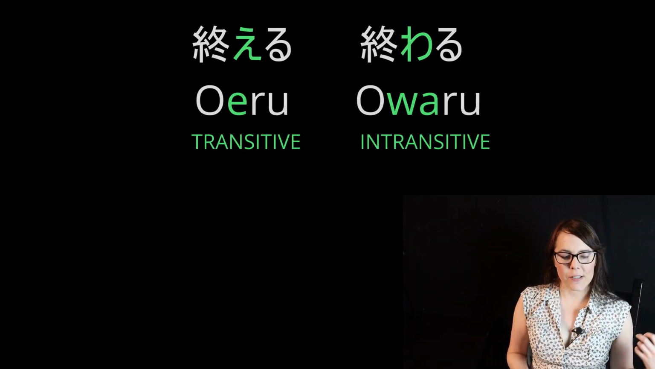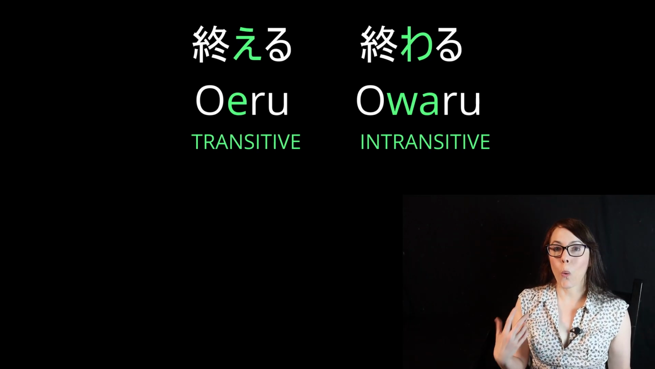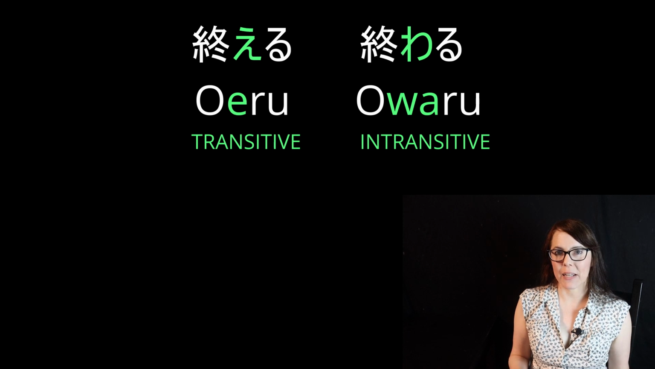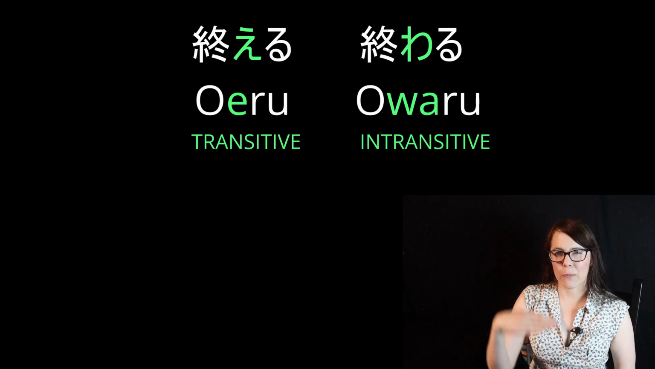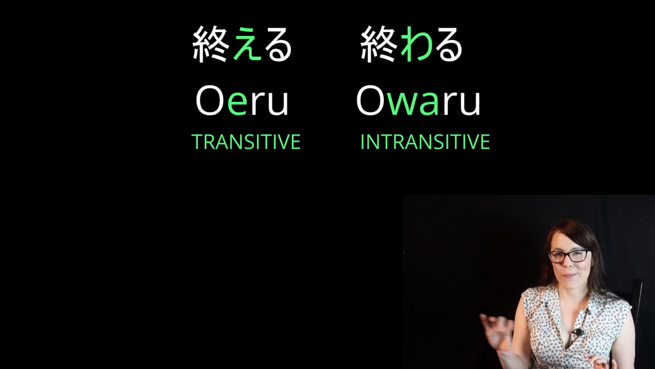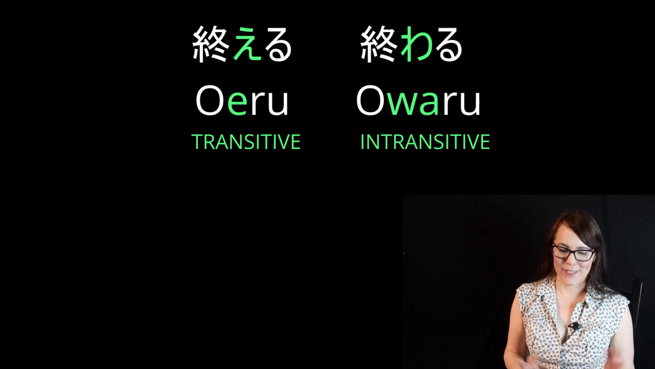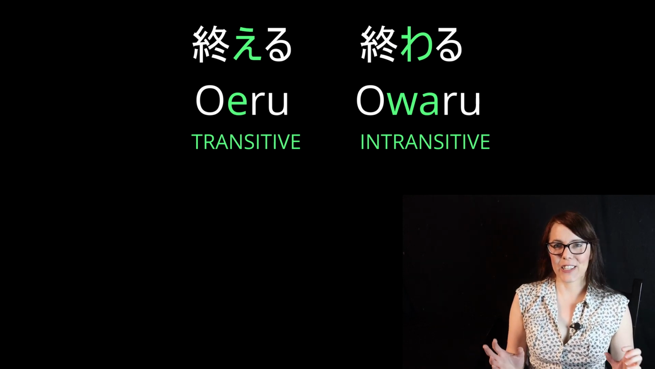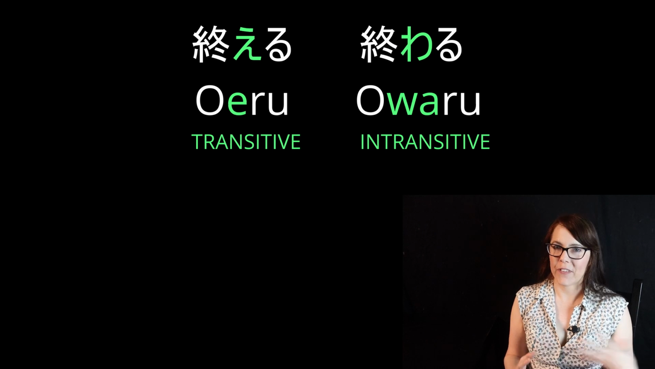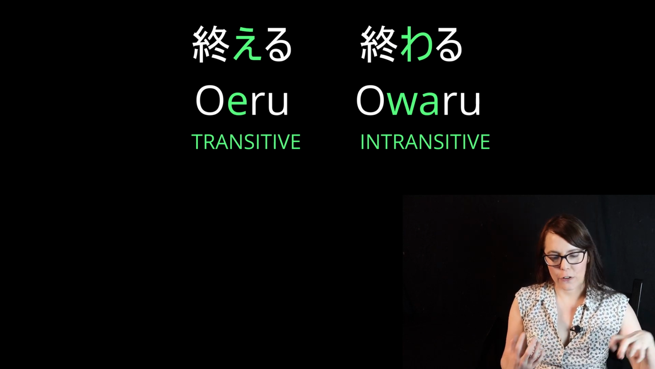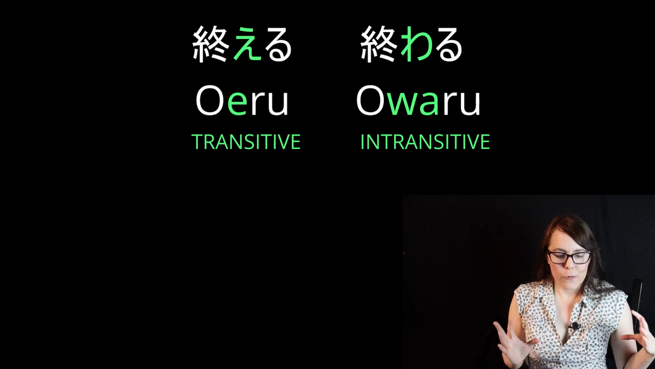So now I'm going to give you some pairs of transitive verbs versus intransitive verbs that sound very similar but have slight differences. One is oeru versus owaru. Note the only difference is that hiragana character in the middle, e versus wa. And you'll notice it usually is like that. It's in the same or similar column or row, depending on how your hiragana chart is set up, and it'll just be a different a, i, u, e, o on the scale. So e versus wa. Oeru, transitive.